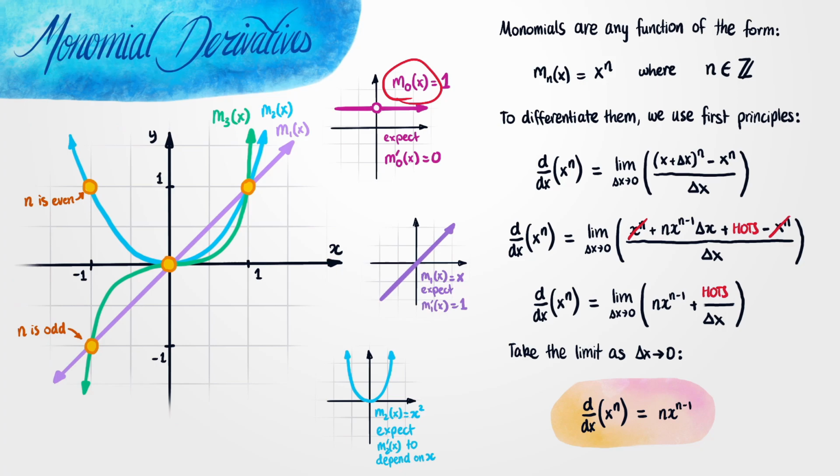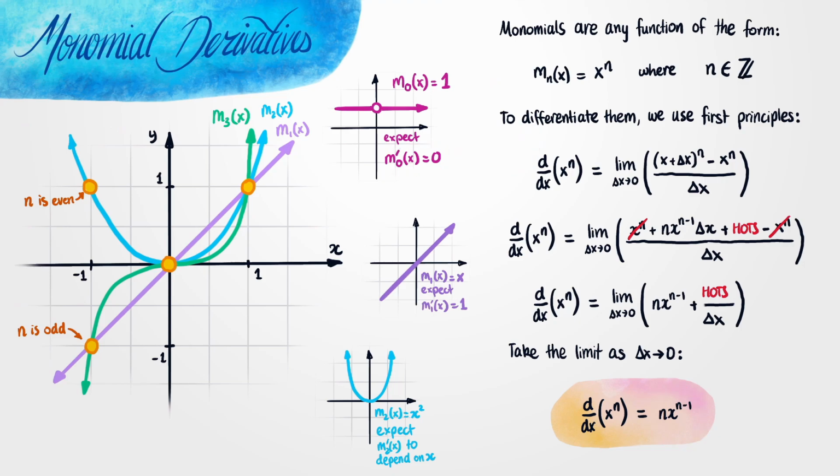Now, for m0 of x, we know that m0 is the same thing as x to the power of 0. Following our rule over here, the derivative is just going to become this. So we brought the power down and then subtracted 1 from it. Now, 0 times anything is just 0, so we do indeed see that the derivative is just 0, as we expected.